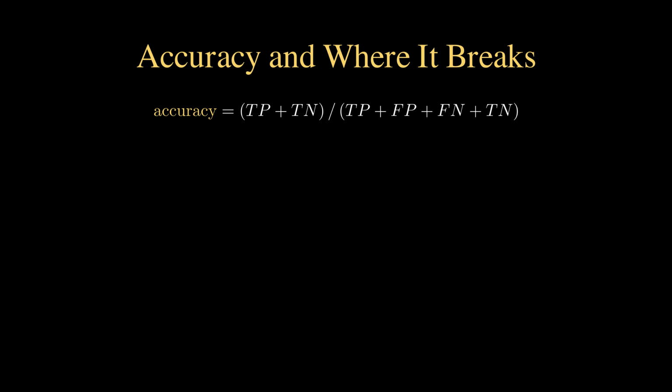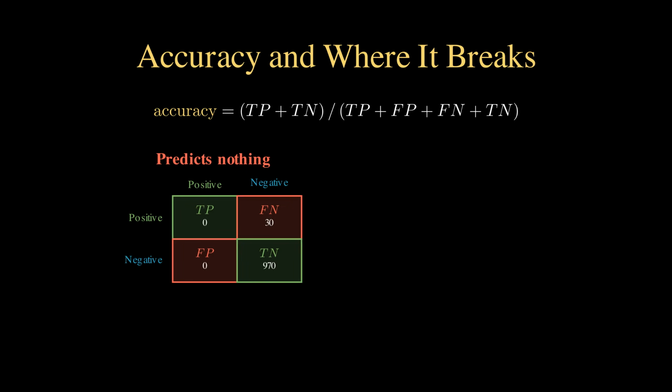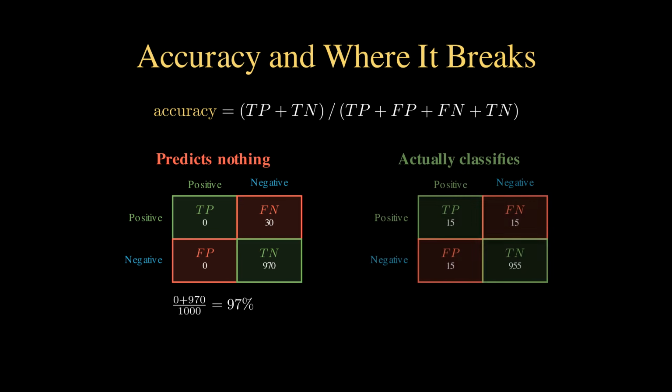And here's why a single accuracy number lies to you. On the left, our useless filter: 0 true positives, 0 false alarms, and 970 true negatives because it just sleeps on every email. 97%. On the right, a filter that actually does something, catches 15 spam, misses 15, gets 15 false alarms. Also 97%. Same accuracy, completely different stories. When one class dominates, accuracy mostly measures how big the easy class is. We need to look at the corners separately.